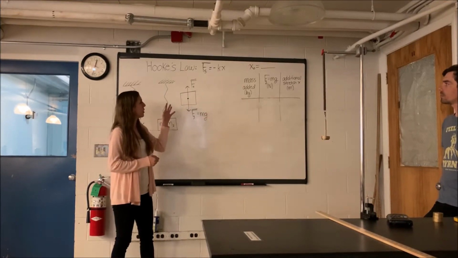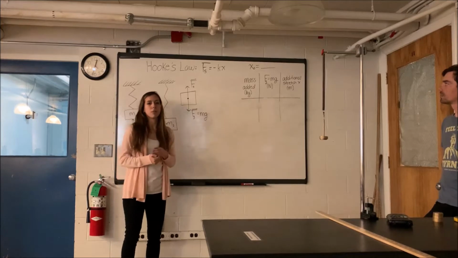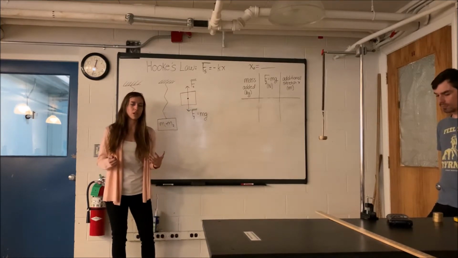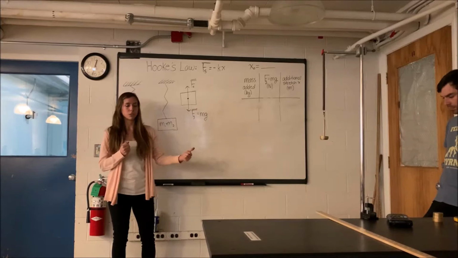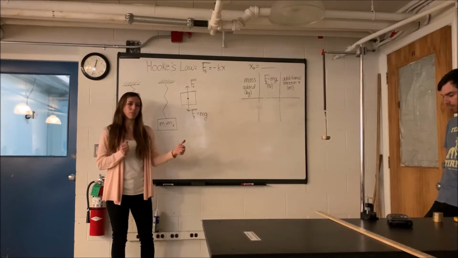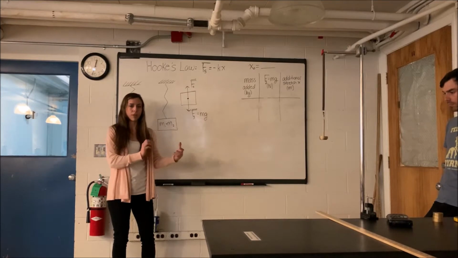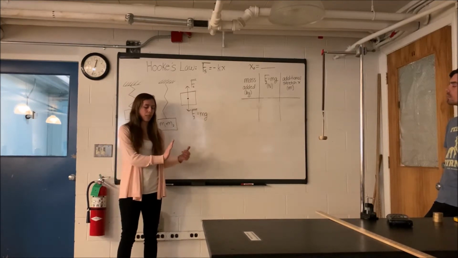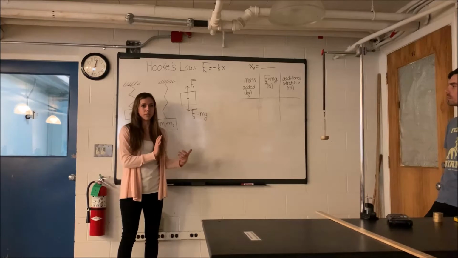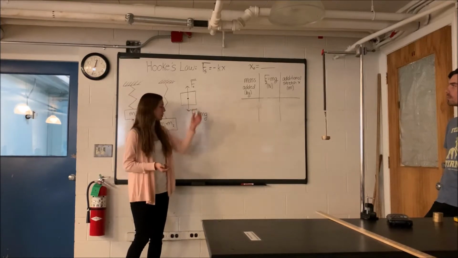So now we have to talk about this negative, which comes from the fact that this is an opposing force. If I stretch a spring, the force exerted by the spring is going to try and pull it back into its original equilibrium position. Likewise, if I compress the spring, it's going to push back on me and try to do the same thing. So that's where the negative comes in.